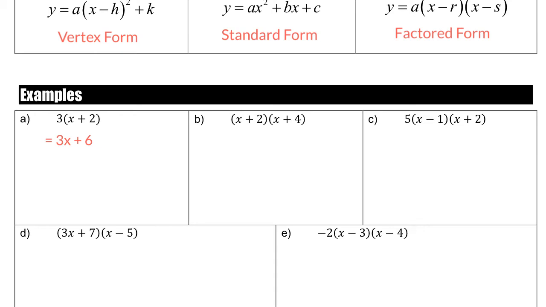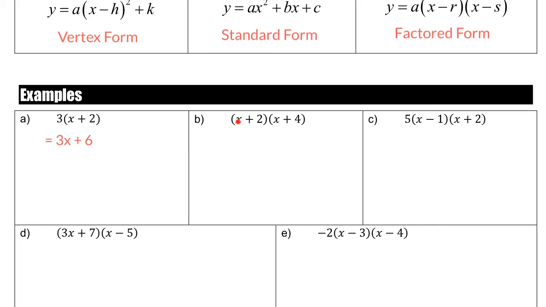This next one, I'm going to attack the same way, except it's a little bit different. In the first one, I had just a number in front of the brackets. Here I have brackets in front of the brackets. Over there, everything inside the brackets was multiplied by the number in front. Over here, everything inside these brackets is multiplied by these brackets. So the x and the 4 are multiplied by this x and the 2. I'll show you what I mean.